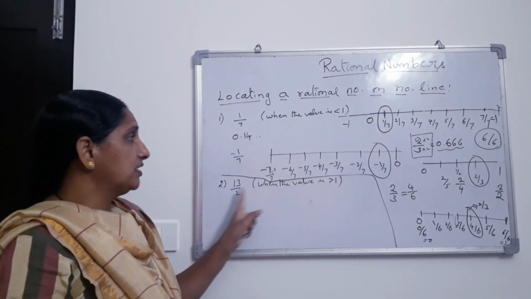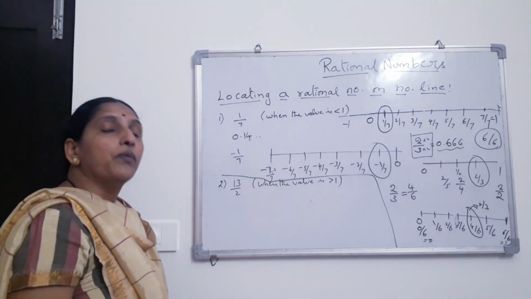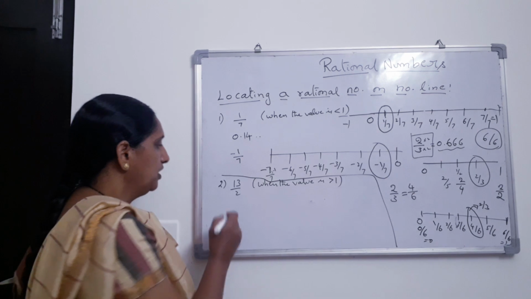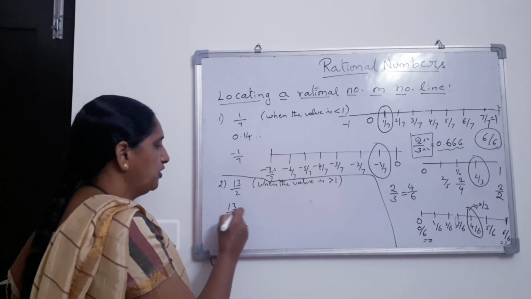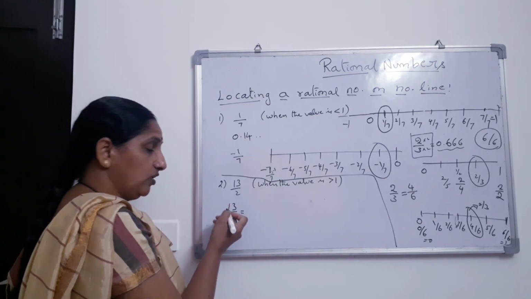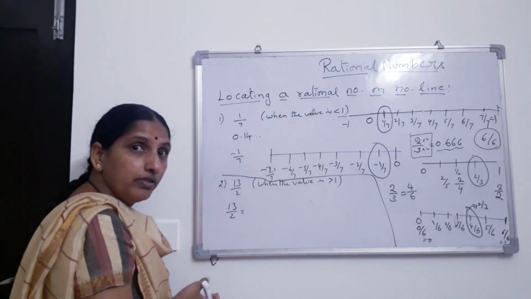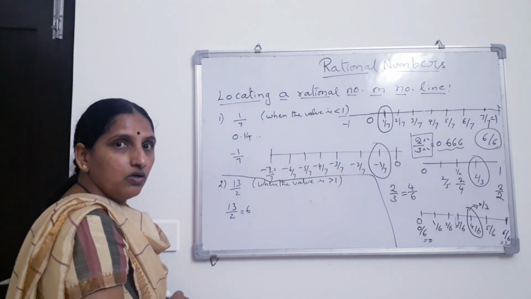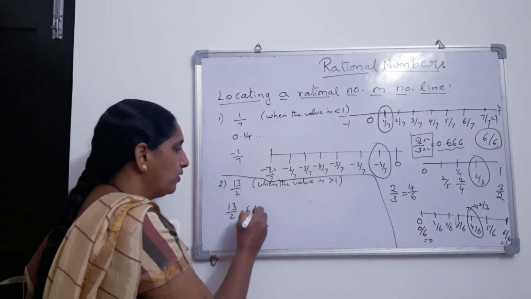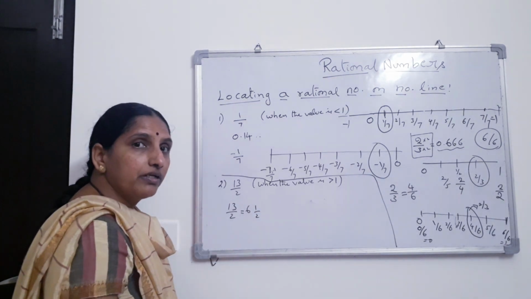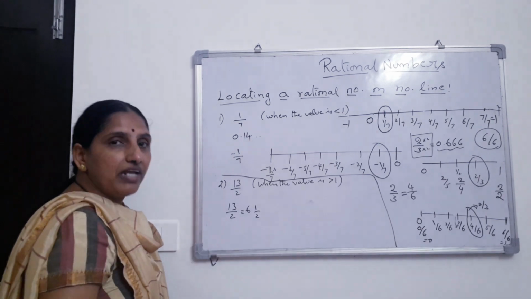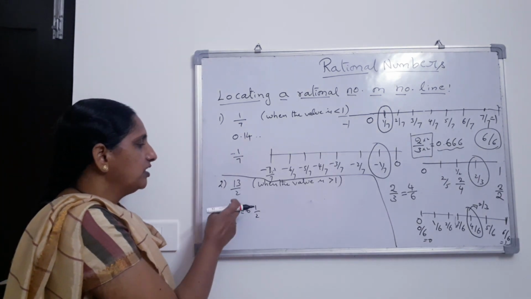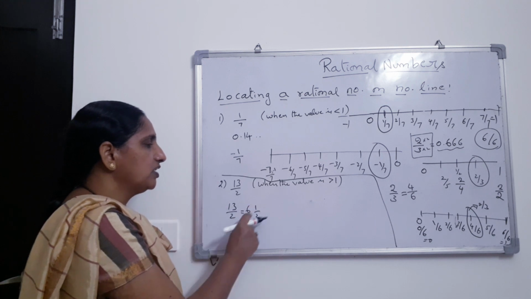Now the second one is when the value is greater than 1. When the value is greater than 1, how to do it? Now see this one, 13 by 2, definitely because denominator is less than numerator, it is something like 2 6 are 12. Okay, and you are left with 1 by 2. So that means what am I doing? I am converting this into mixed fraction. 2 6 are 12. 13 minus 12, 1, 1 by 2, 6, 1 by 2.